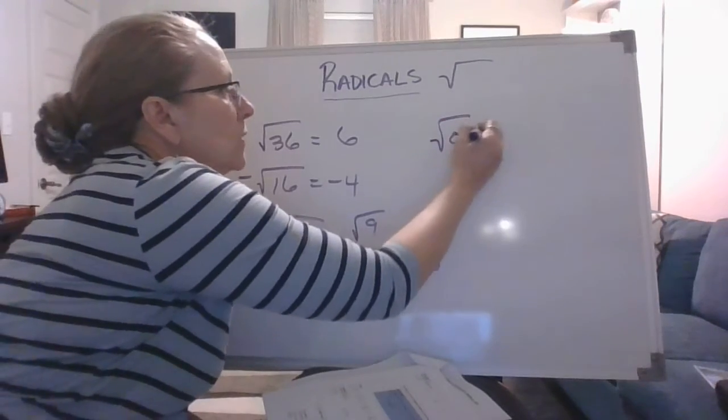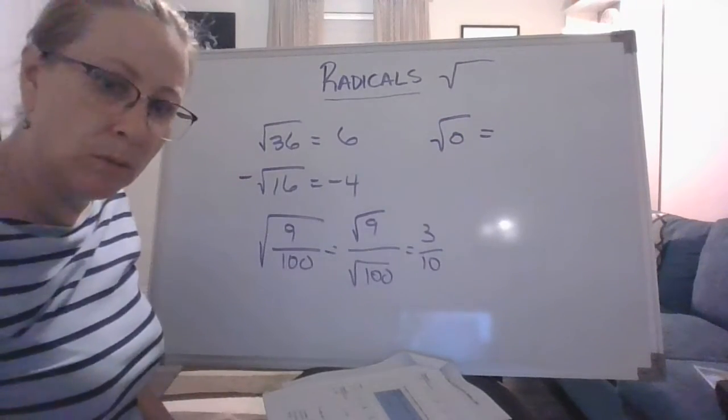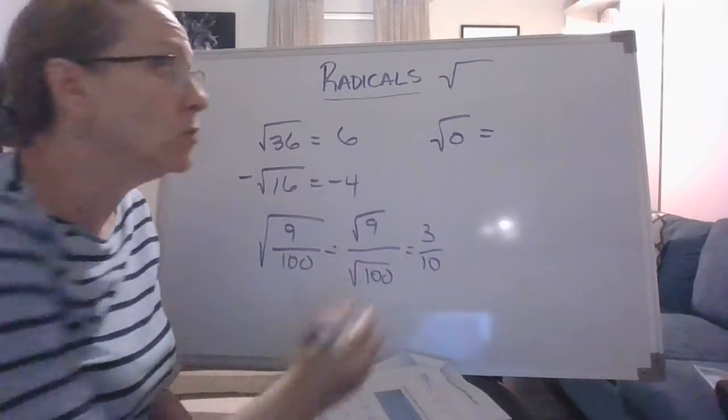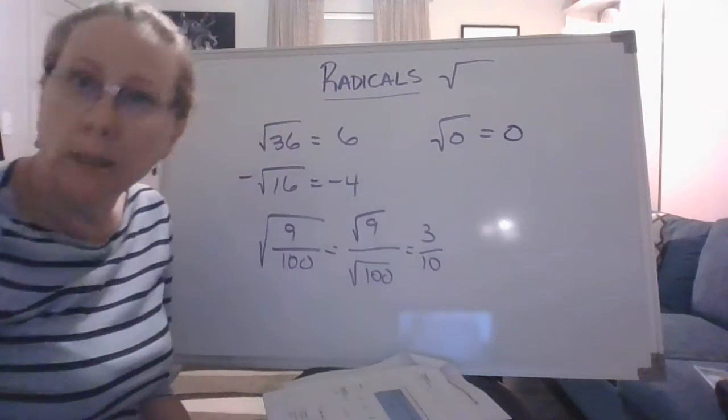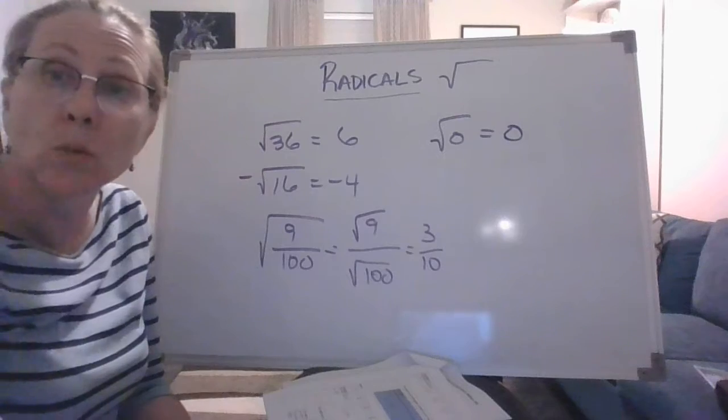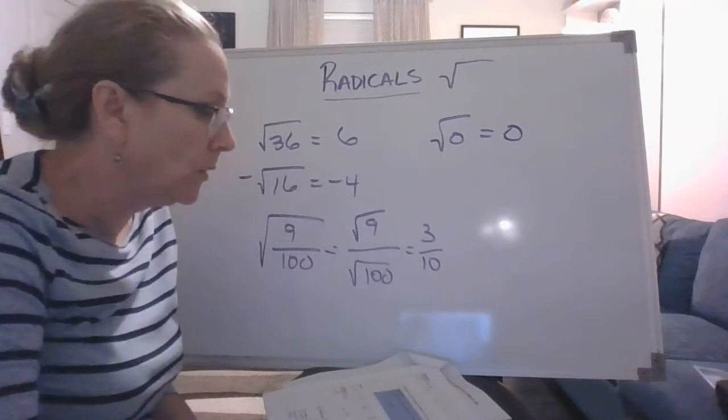What is the square root of 0? Does it have a square root? Why, yes, it does. And if you use your calculator, you get 0. The square root of 1 is 1. The square root of 0 is 0.